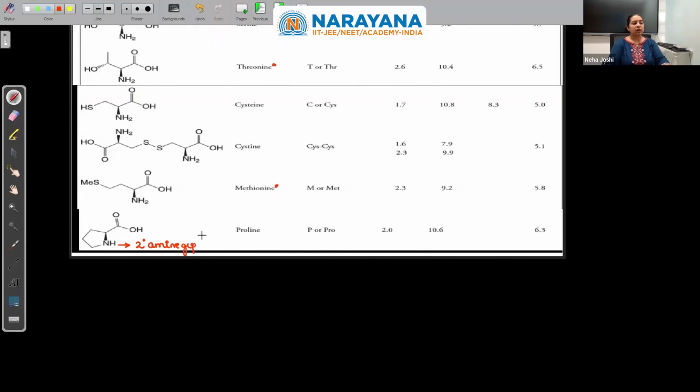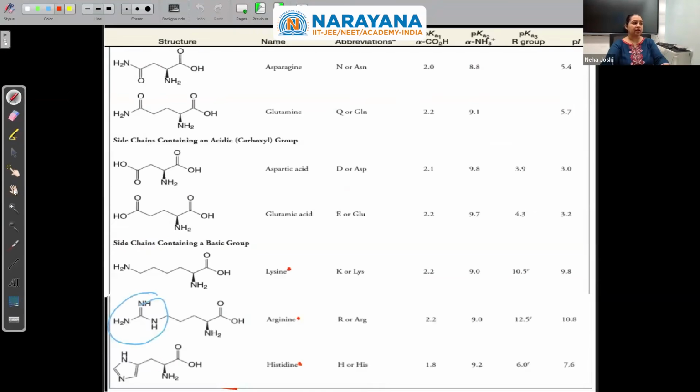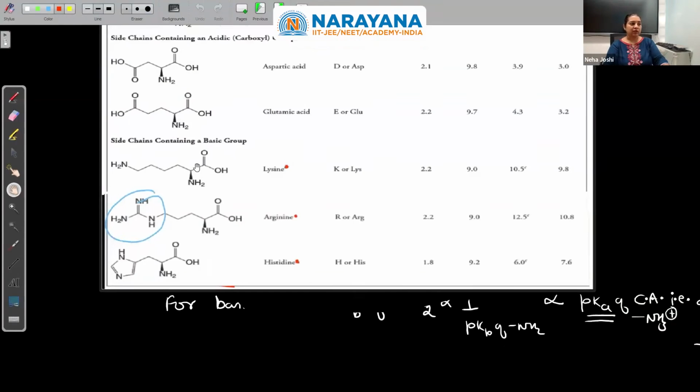The others all have a primary amine group at this alpha center. Here comes asparagine. Okay, before that I want to go to aspartic acid. It is CH2COOH. Glutamic acid is CH2CH2COOH. If you take the amides of these two, the aspartic acid amide is asparagine, and the glutamic acid amide is glutamine.